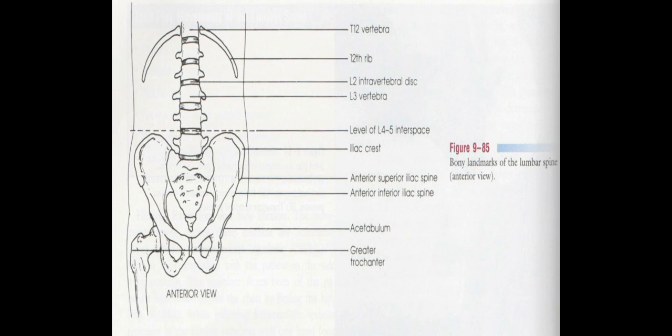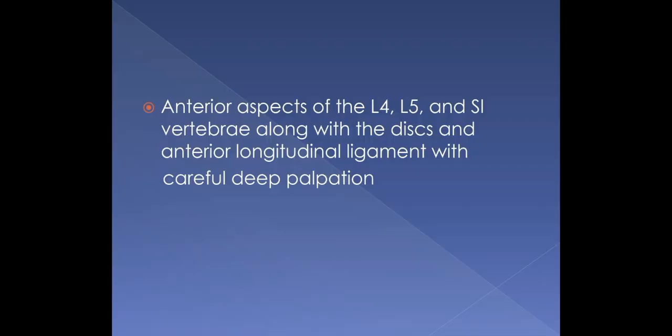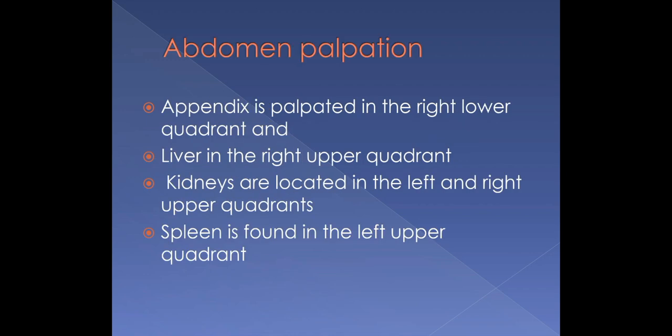The iliac crest we can palpate anteriorly. Then the anterior superior iliac spine and anterior inferior iliac spine can also be palpated. Part of the acetabulum can be palpated, and the greater trochanter. The examiner may also be able to palpate the anterior aspect of the L4, L5 and S1 vertebrae along with the disc and the anterior longitudinal ligament with careful deep palpation. Next, coming to the abdominal palpation.